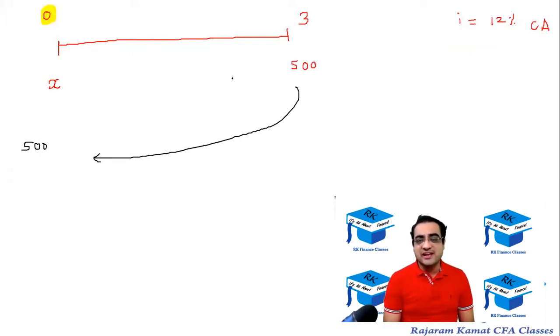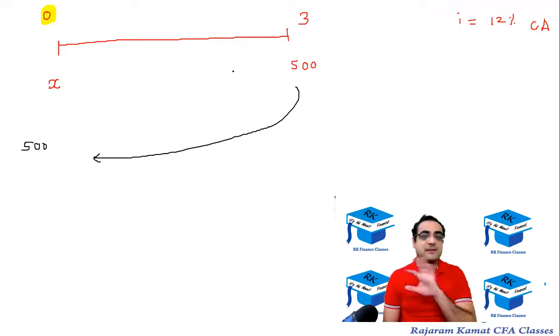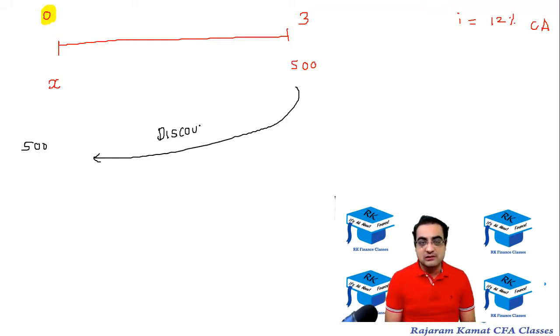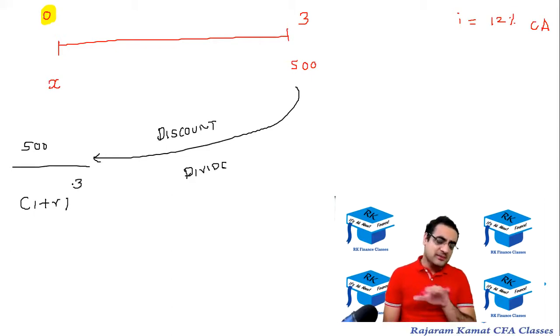So when you're taking x ahead, it was called as compound, which is multiply. But here you're taking 500 back from year 3 to year 0. So that taking back is called as discount or divide. All right, so 500 divided by 1 plus r raised to 3. Why raised to 3? Because I'm taking it 3 years back and hence raised to 3. And the R is over there. R is 12%.